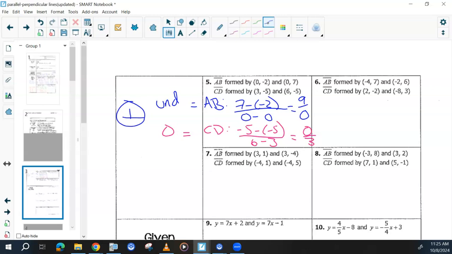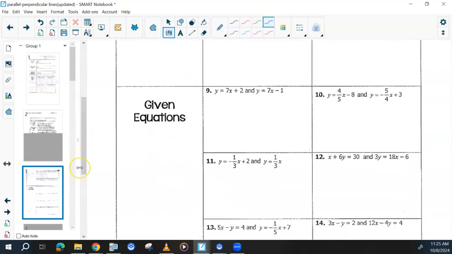Okay, so now in the next part, we're just given equations, and we have to determine: are these parallel or perpendicular? So in 9, looking at just the slopes, the y-intercepts don't matter right now, would this be parallel, perpendicular, or neither? Parallel, why? Because they both have 7. Yes. The x part doesn't really matter, but because they both have 7, they have the same slope, so these are parallel. Remember, the two lines stand for parallel.